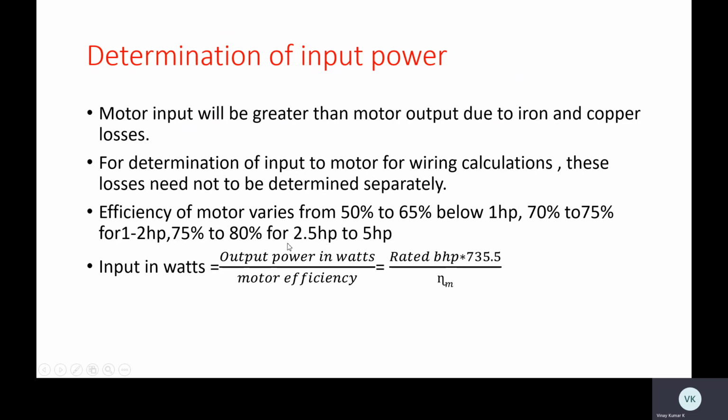So how to determine the input power? As we know the rating of the output power and the efficiency, just by dividing the output power by the efficiency, we get the input power. If it is in terms of watts, then we can substitute in terms of watts. But if it is in terms of HP, then what you need to do is take the rating of HP and multiply by 735.5 watts. That is, 1 HP is equal to 735.5 watts. For calculation, we are just multiplying here. As usual, eta is the efficiency of the motor.